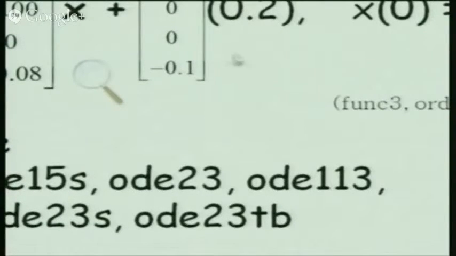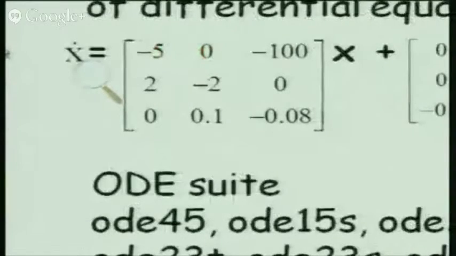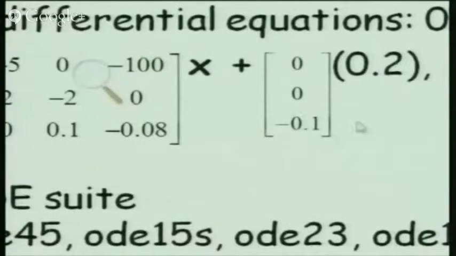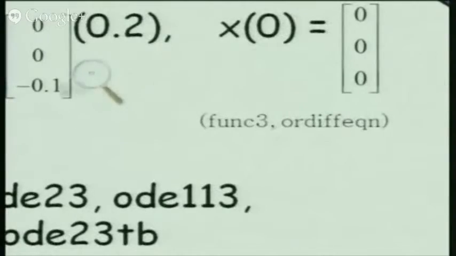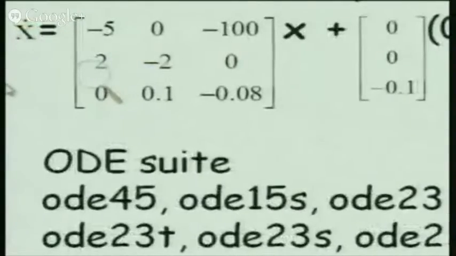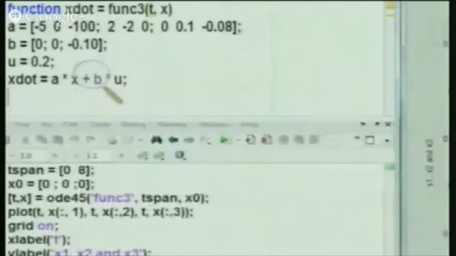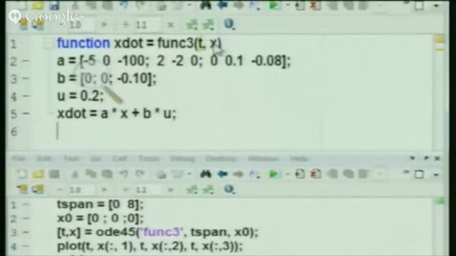See here, this is the differential equation. dx by dt is equal to this x plus 0.2. Now this ordinary differential equation we will make in the format of a function, and define it, that means use ODE, and solve it. See here, this is the function which I have made.